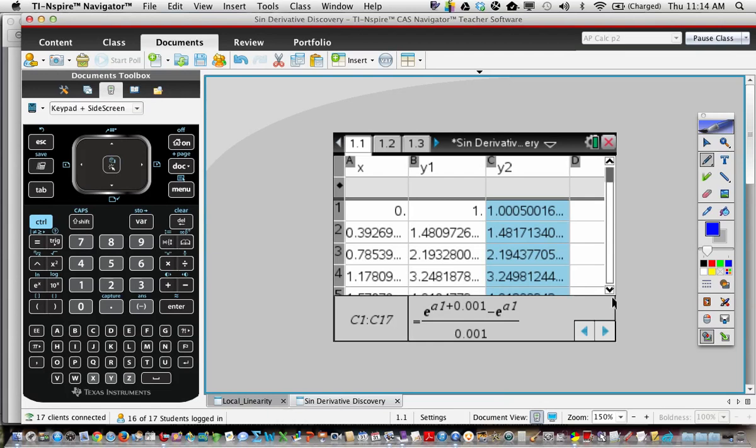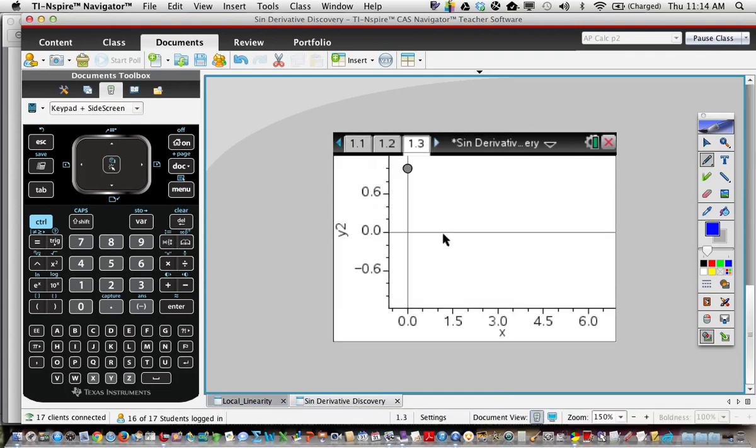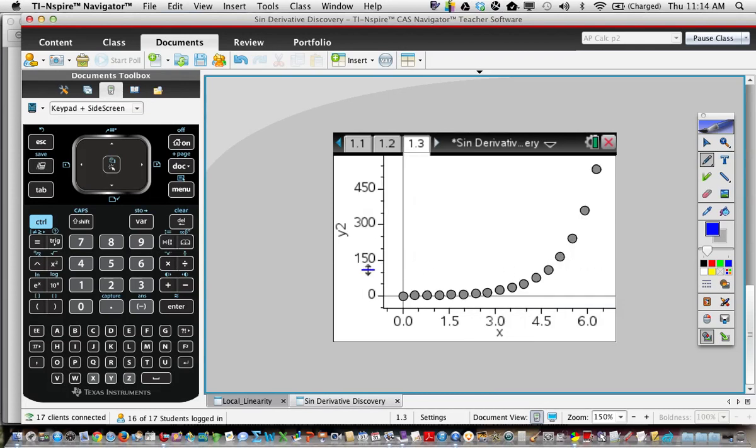E to the x, and what people always ask, why do we do an e to the x? What's so important about e? Well, there are several things that are pretty cool about e, but let's graph this again. One of the things that's cool about e is it is its very own derivative. At every point on the e to the x graph, the slope is the same as the y value.